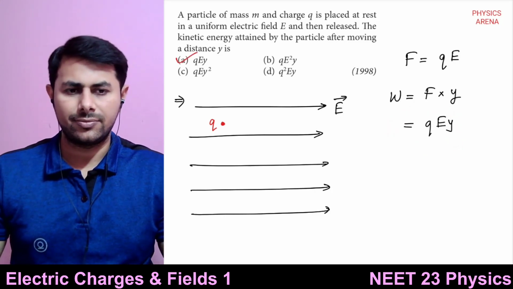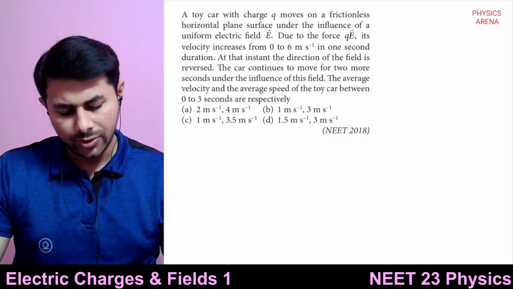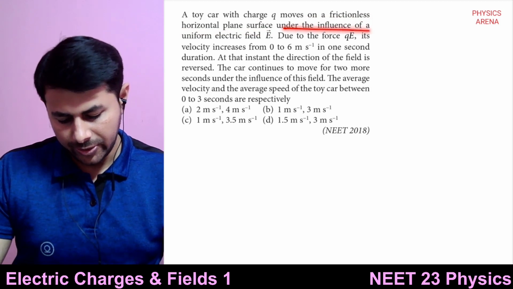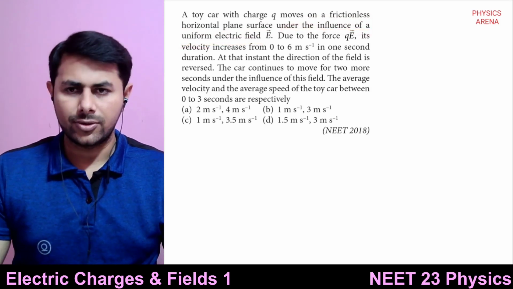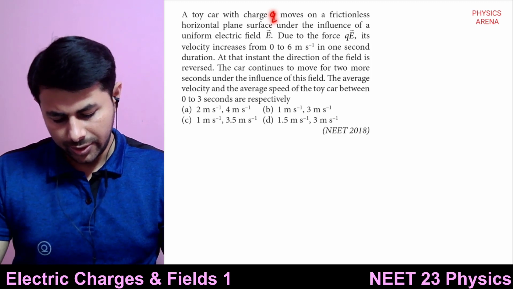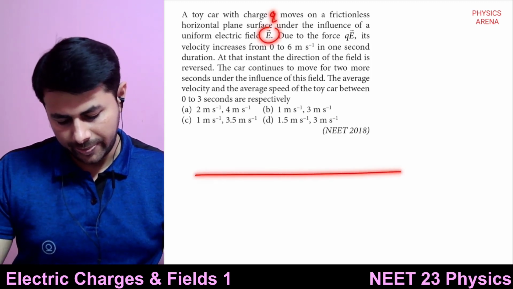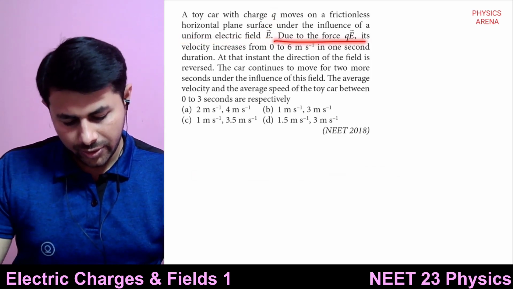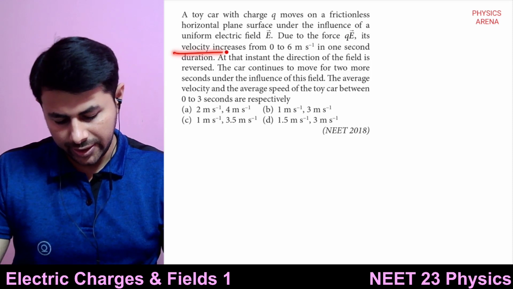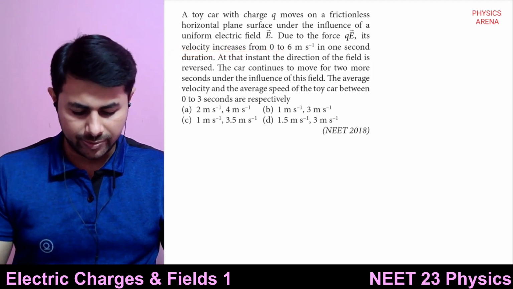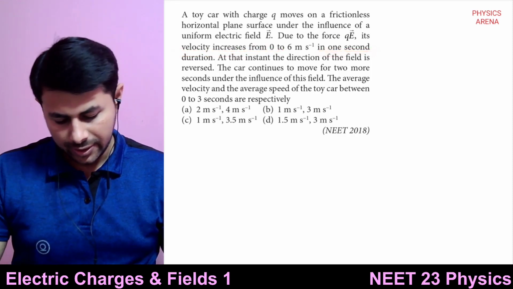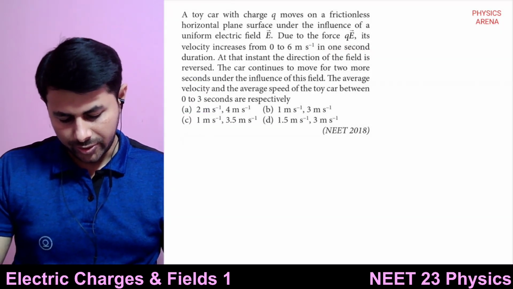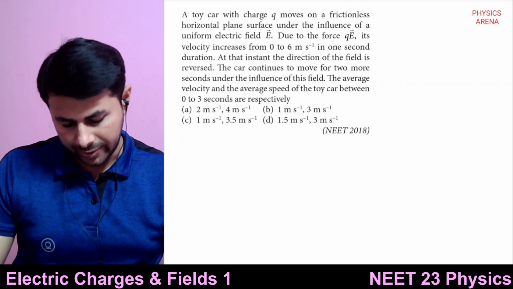So QEy is the answer. Next question: a toy car with charge Q moves on a frictionless horizontal plane surface under the influence of a uniform electric field. So there is a car which has charge Q. It moves on a horizontal surface under uniform electric field E. Due to the force QE, its velocity increases from 0 to 6 meters per second in 1 second duration.